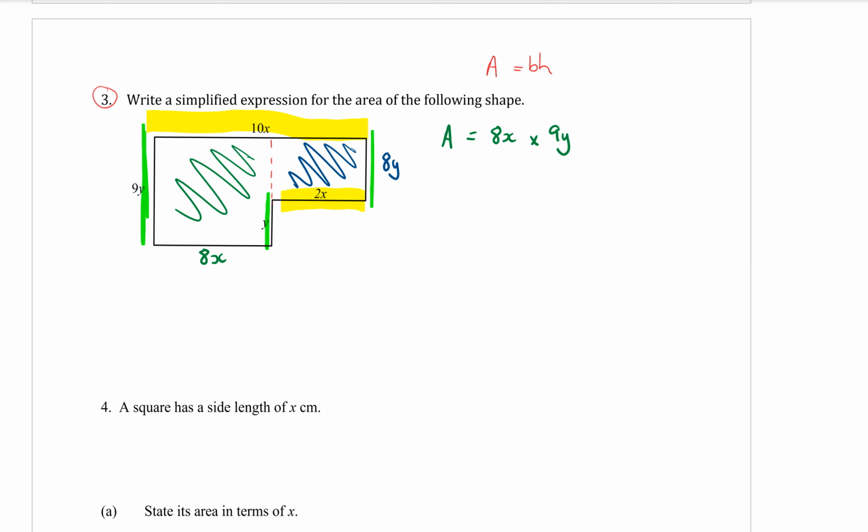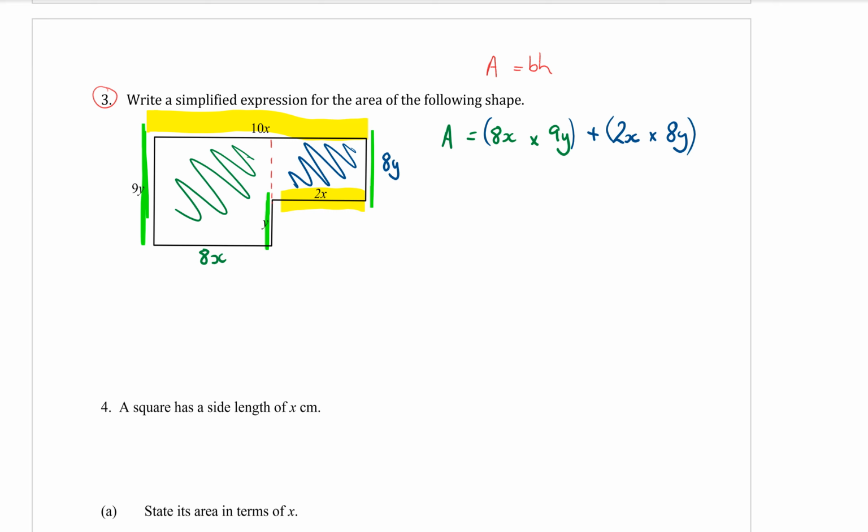So, finishing my area. I have my first rectangle plus I want to add on my second rectangle. Still using base times height. My second rectangle's base is 2x and its height is 8y. Now you don't need the brackets, but sometimes it's easy. Oh look, there's my first rectangle plus there's my second rectangle. You don't need the brackets, though, but it does make it easy to see.